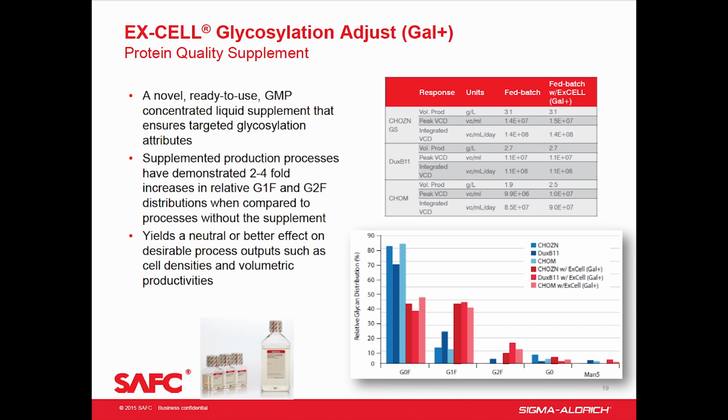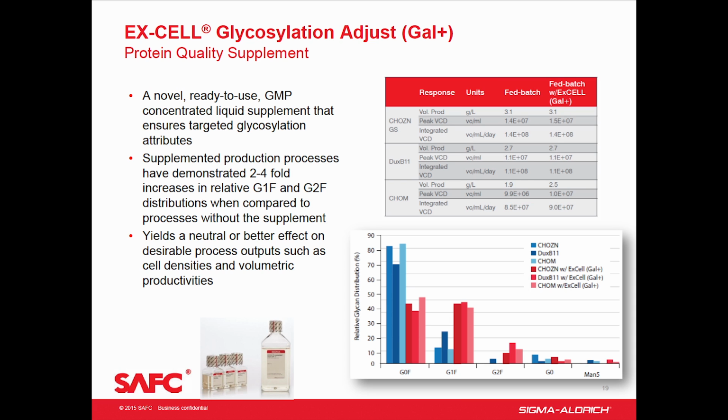This is kind of just a description of, based on all this information that we've learned by being able to use this high throughput methodology, working with a lot of customers, working with a lot of different cell lines, we were able to develop a new product called Excel Glycosylation Adjust, or GAL Plus for short. And this is a protein quality supplement. You add it into your media formulation and you get a positive response, or it will actually increase G2F.